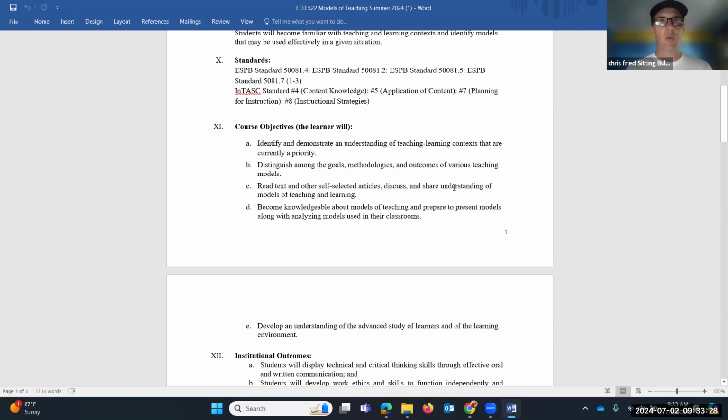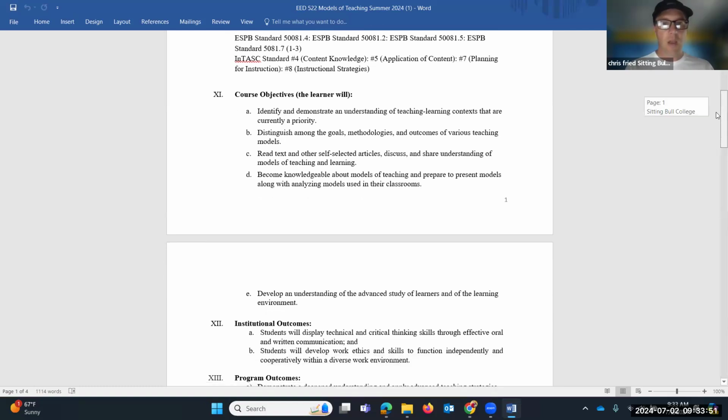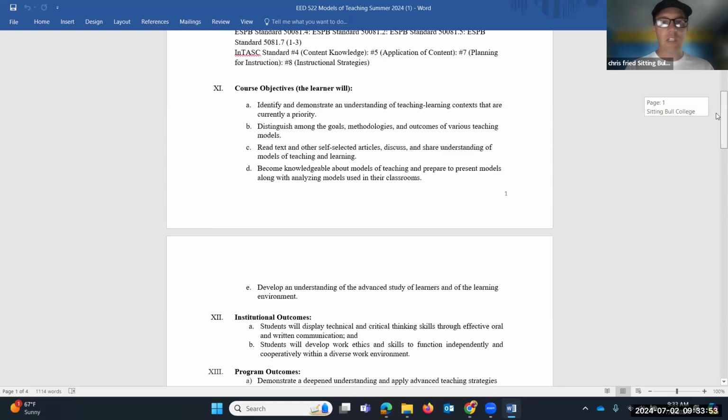There's a paper that we're going to do. And then there's also a short video presentation, a video conversation, that you'll have about either a specific learning model or instructional strategy or several of them. And we'll get to that as we get to the assignments. Okay. Become knowledgeable about models of teaching or instructional strategies. This is that present models. That's going to be the video component that I talked about.